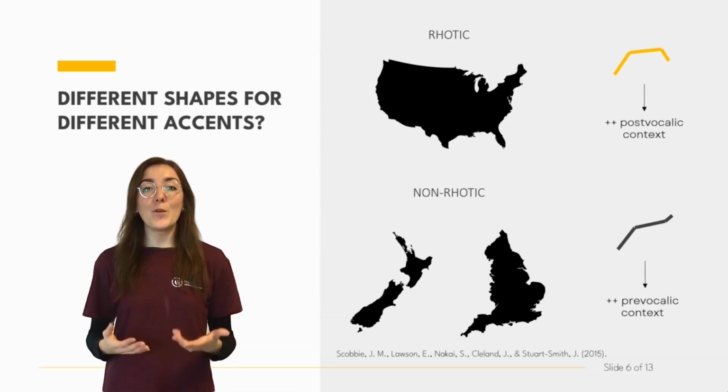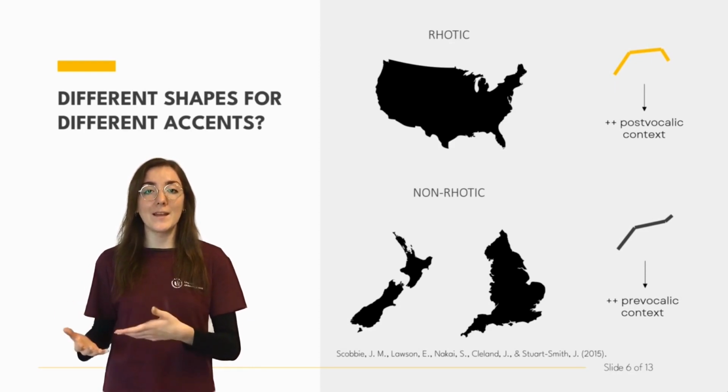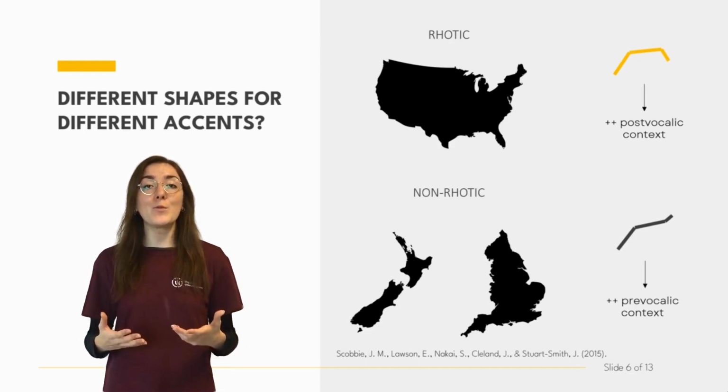Secondly, tip-up shapes are observed more frequently in prevocalic contexts and tip-down shapes in postvocalic contexts. As postvocalic R is only produced by speakers with a rhotic accent, they may be more encouraged to develop tip-down shapes.